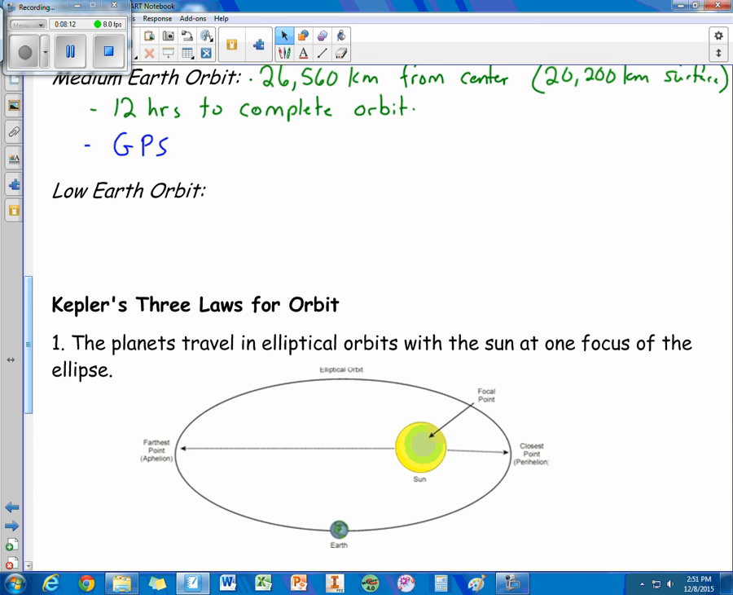All right, now we come to low Earth orbit. This is where you're going to find the International Space Station.